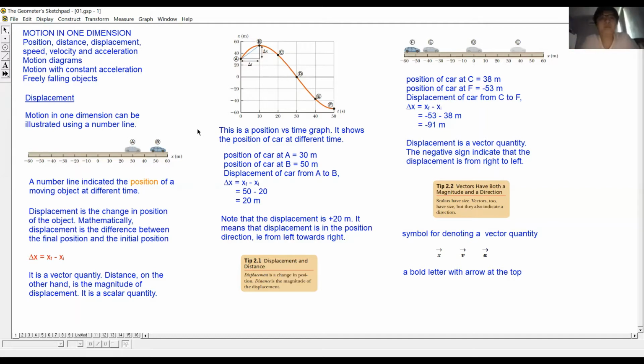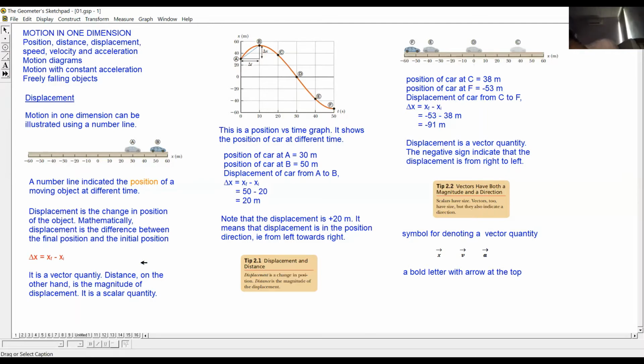Displacement is the change in position of the object. What do you mean by change in position of the object? It means that initially you are at a certain position, finally you are at another position. The difference between these two positions, or the length between these two positions, is the displacement. If it's towards the right, then it's a positive number, positive 10 or positive 20. But if the final position is on the left of the initial position, then the displacement will be a negative number.